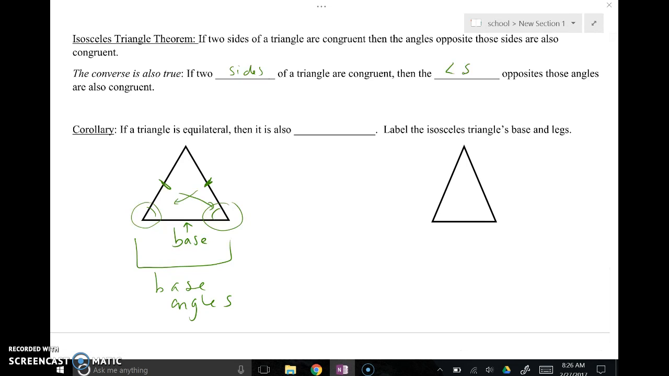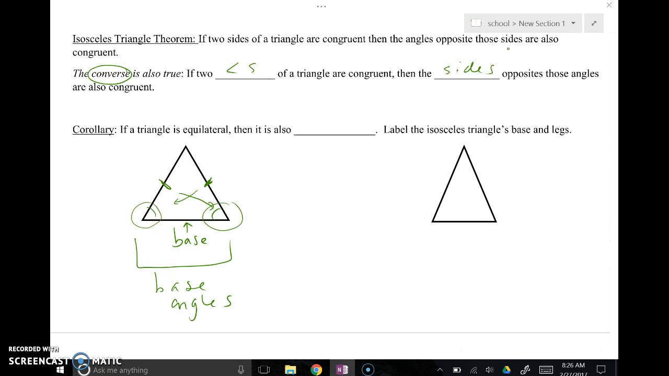I'm sorry, that's the converse. Let me try that backwards. Oh, I messed that up on you. Let me try again. If two angles of a triangle are congruent, then the sides opposite are congruent. That's the converse. Remember, converse is when you switch the if and the then. So up here, if we switch the if and the then from that theorem, you would get that. I apologize. All right, and then here we go.